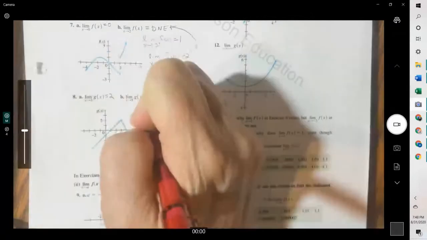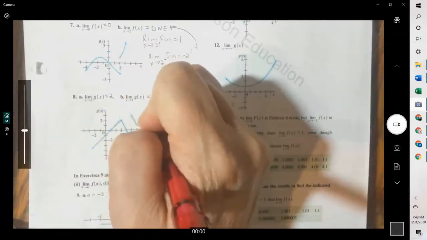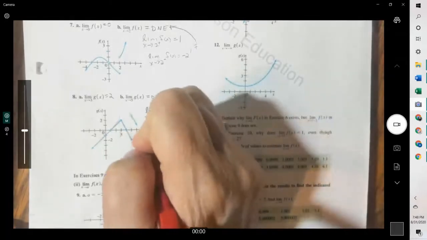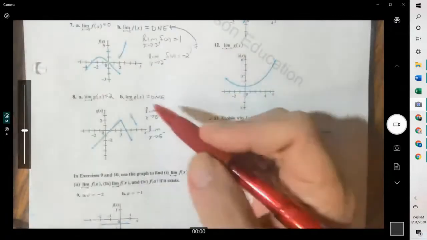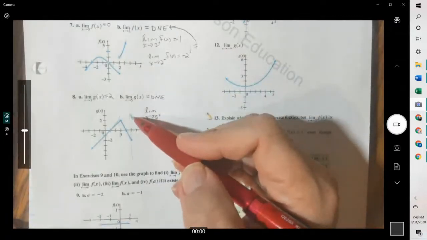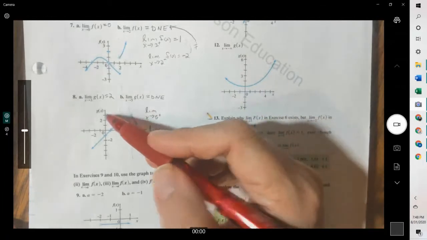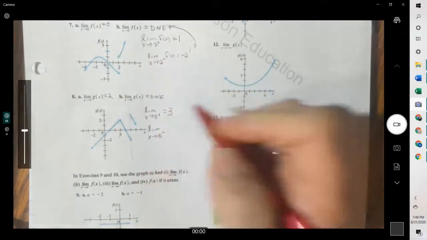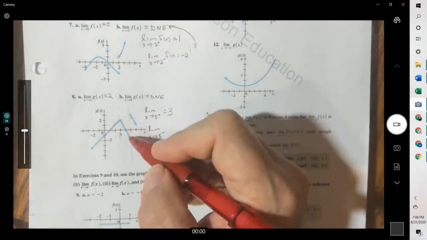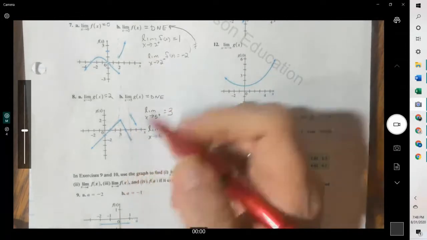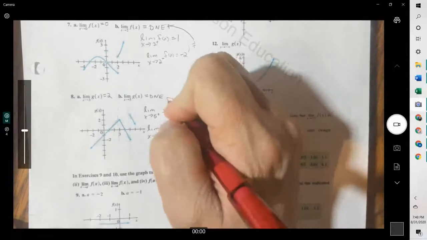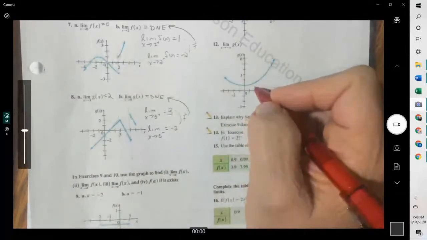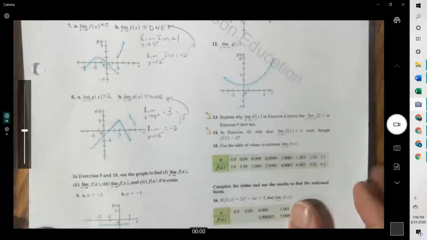Let's find the limit from the right and the left for practice. x approaches 5 from the right, and then 5 from the left. If we're on the right side, our line's up here, and it's approaching 3. If we go to the left, our line is down here, and it's approaching -2. Notice these two are not equal, so this one does not exist.